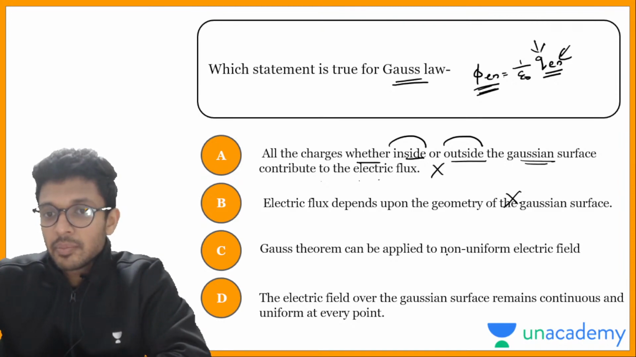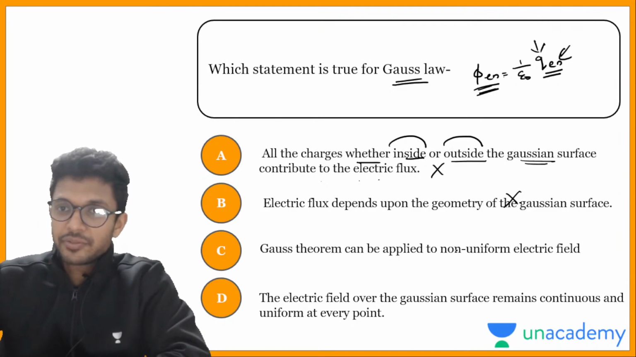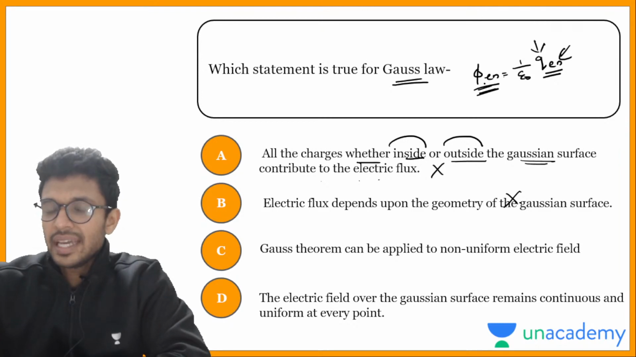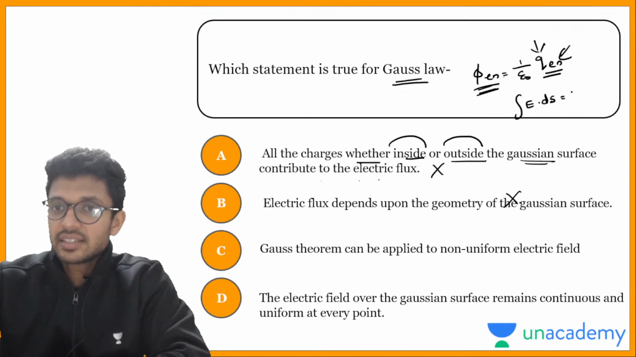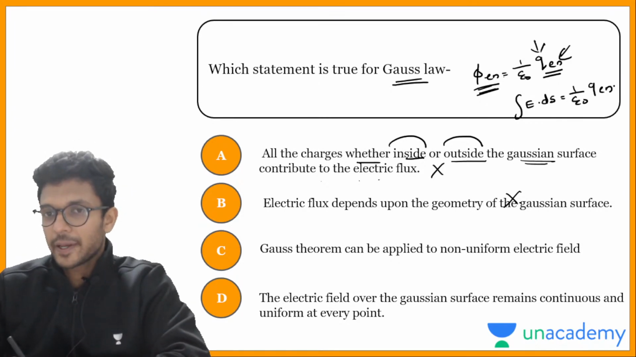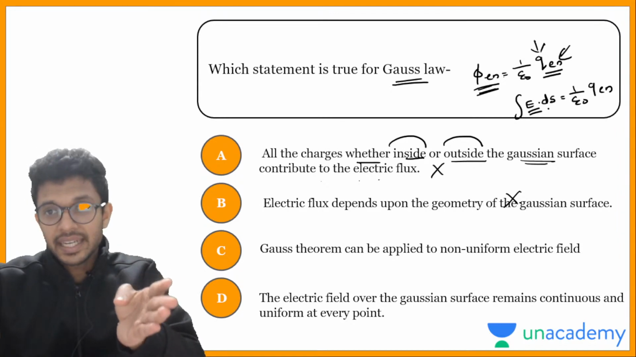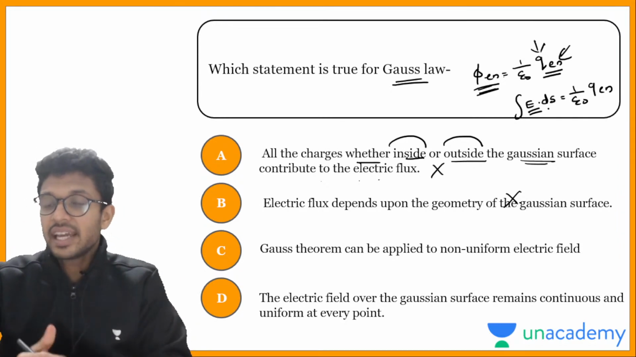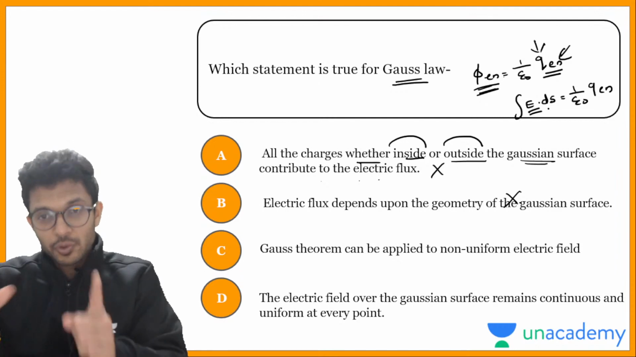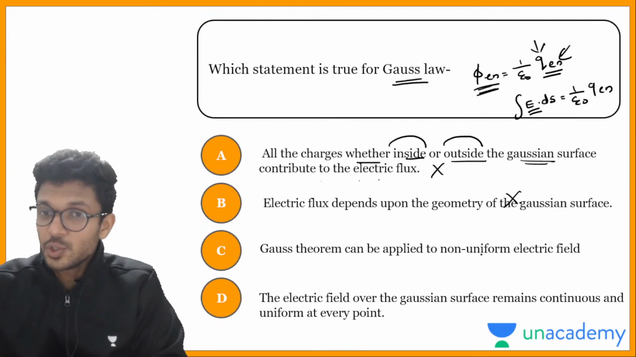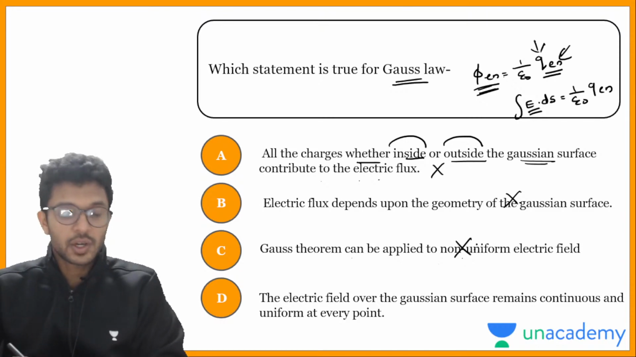Gauss theorem can be applied to non-uniform electric field. Just tell me, what is the formula for enclosed flux? Integral E dot dA is equal to 1 by epsilon 0 times the charge enclosed, right? Only if the electric field is uniform, we can take this electric field out of the integration, complete the integration, get the answer for electric field. So for that, the electric field has to be uniform. So it can be applied to non-uniform electric field, again wrong.